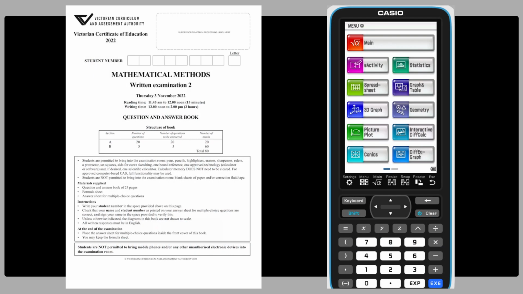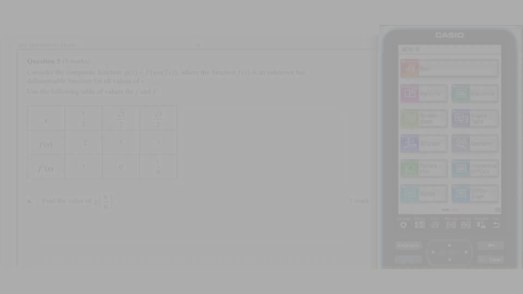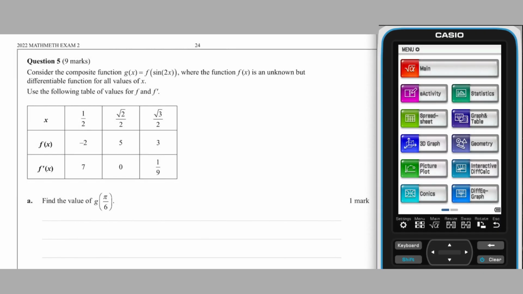This video will present solutions to the VCE 2022 Mathematical Methods Written Examination 2, Section B, Question 5. Part A. According to the definition of g of x provided, the value of g of pi on 6 is equal to f of sine of 2 times pi on 6.